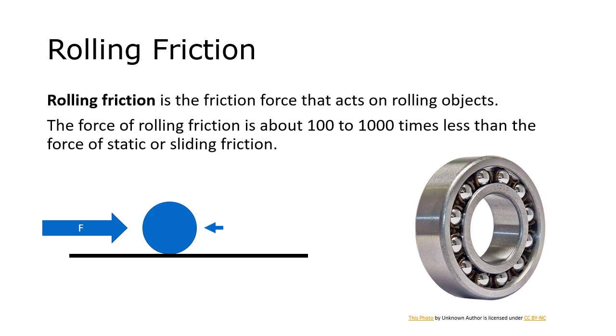Rolling friction is the resistance force that acts on rolling objects. Rolling friction is mainly caused by non-elastic effects, that is, not all the energy needed for movement of the wheel, roadbed, etc., is recovered when the pressure is removed. The force of rolling friction is about 100 to 1000 times less than the force of static or sliding friction. Ball bearings are used to significantly reduce friction, both static and rolling. Most everything that rolls has ball bearings.